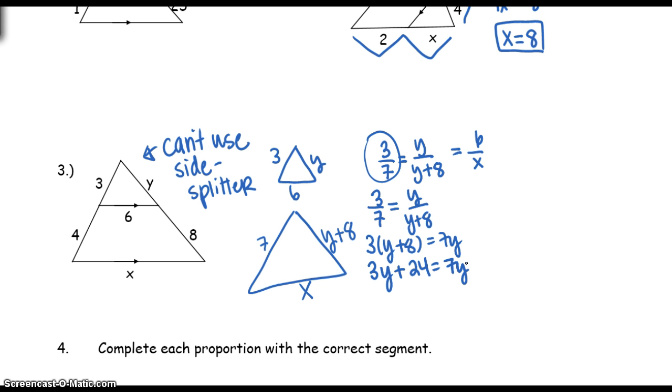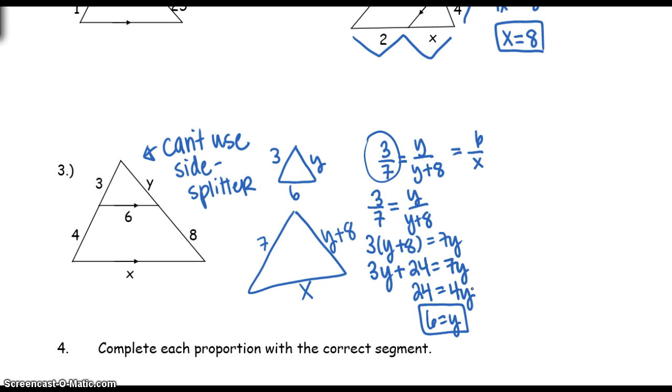And from here we want to get all our y's on one side. So I'm going to subtract 3y from both sides, and I get 24 equals 4y. 4 times y. The inverse of multiplication is division, so we divide both sides by 4, and we have 6 as our answer for y.